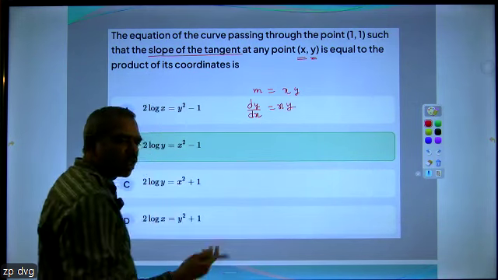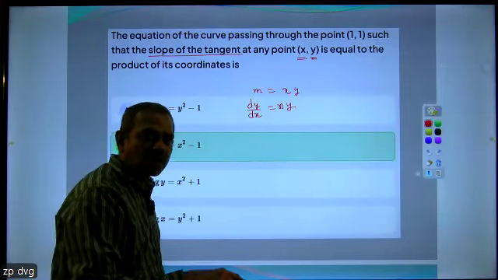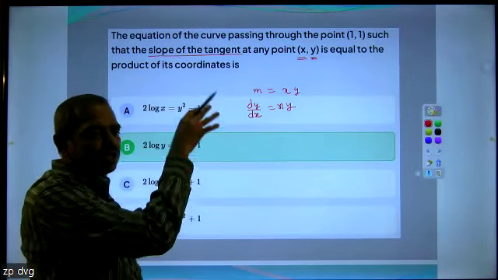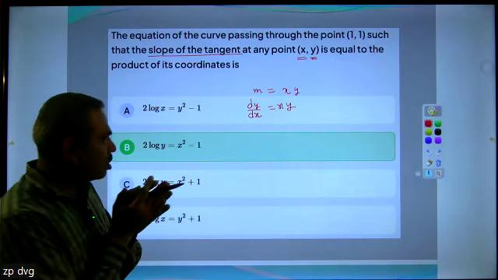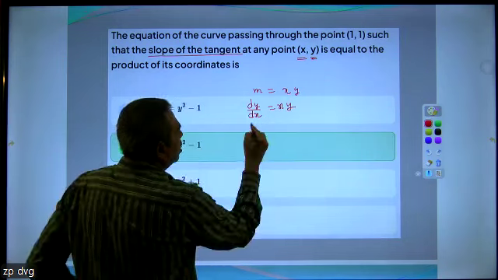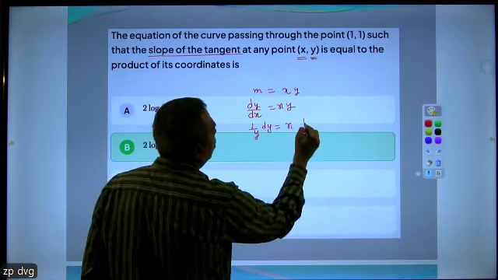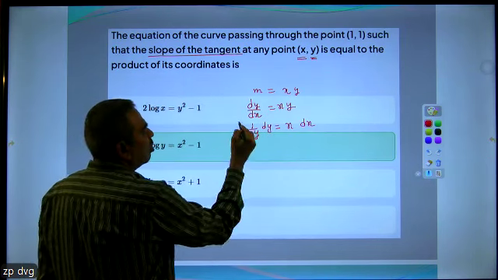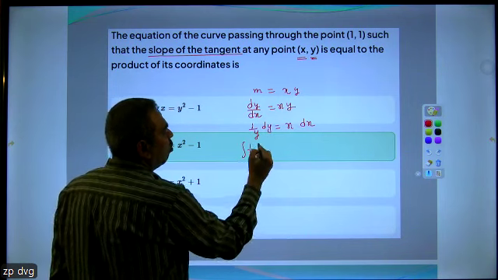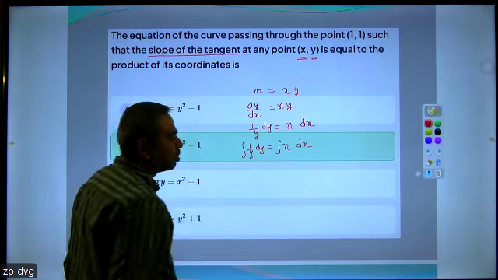Now, from here onwards, you can make out. In the previous questions, the differential equation form was given directly. Now the statement form is given. This statement form you have to convert into differential form. Then you have to separate the variables. Is it clear? Now take y this side. So how much do you get? We get 1 by y dy is equal to x dx. That's all. Now apply integration on both sides. So integration of 1 by y dy is integration of x dx. Is it clear?